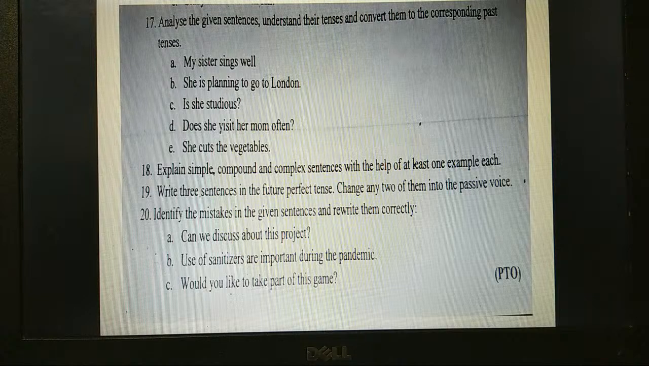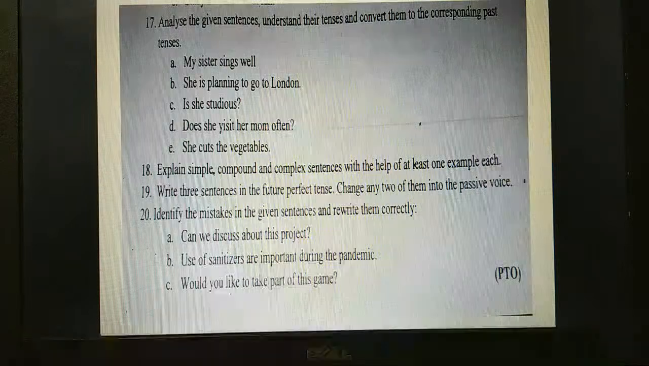B, use of sanitizers are important during the pandemic. Correct the sentence. Use of sanitizers are important during the pandemic. This sentence, the problem is use is the subject, use is singular.